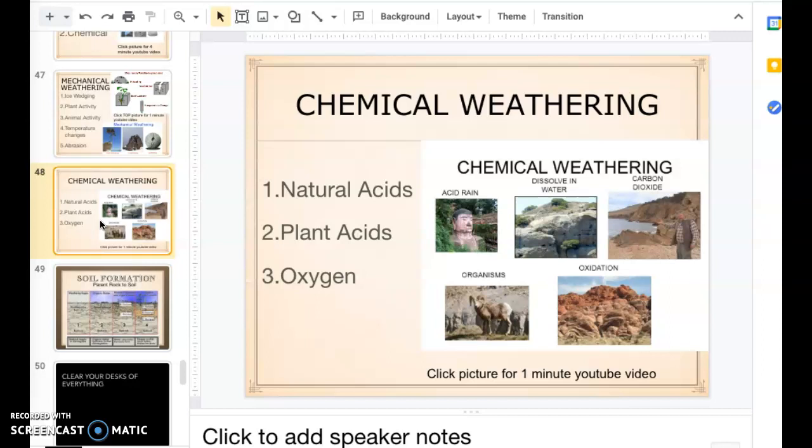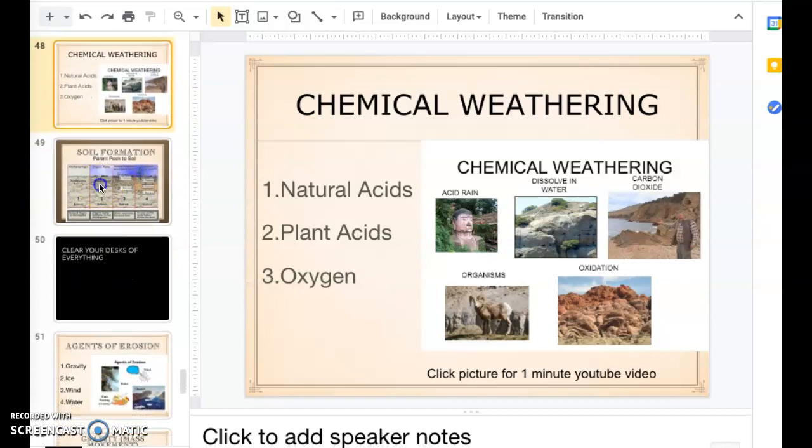So acid rain and plant acids, both of those are acid reactions. And acids will react with certain minerals in a rock. And as that happens, it can eat away at the rock and cause it to create holes or breaking in them. You also have reaction with oxygen. Any rock that would have iron in it, that iron would react with the oxygen in the water and the air to form rust, and that rust would be able to flake off.